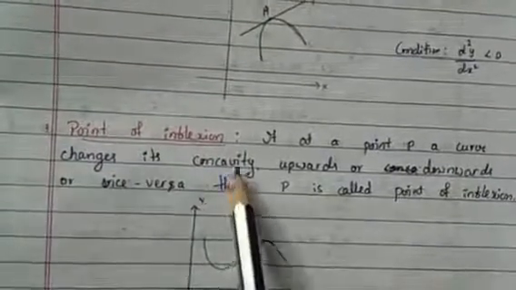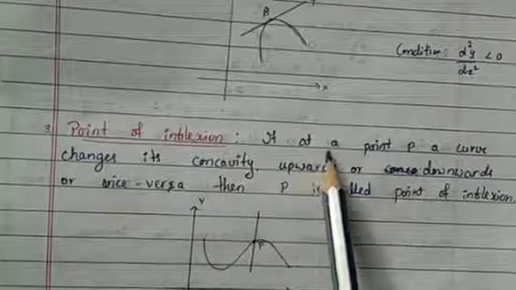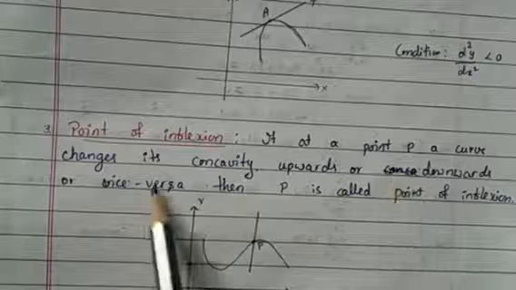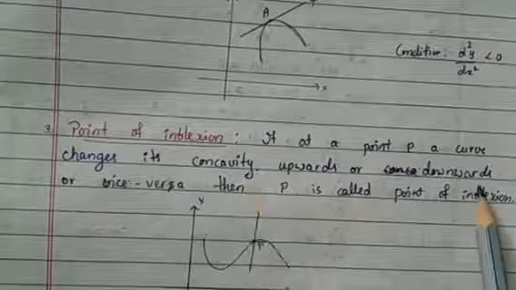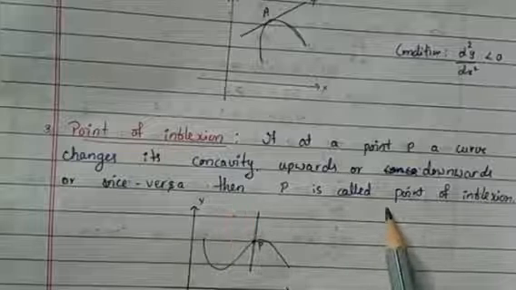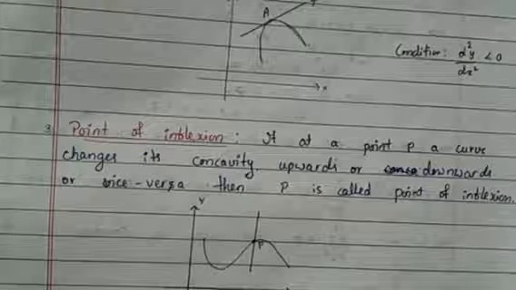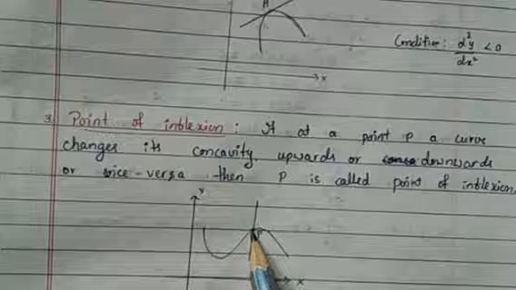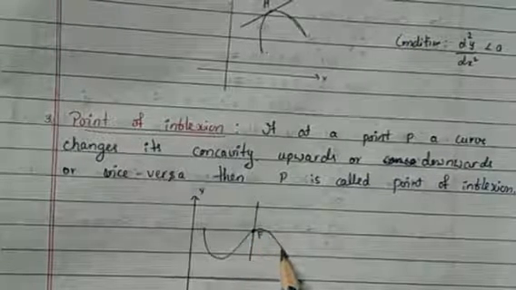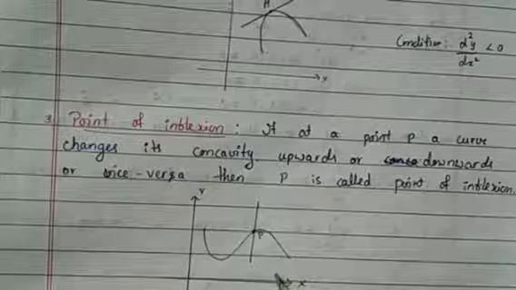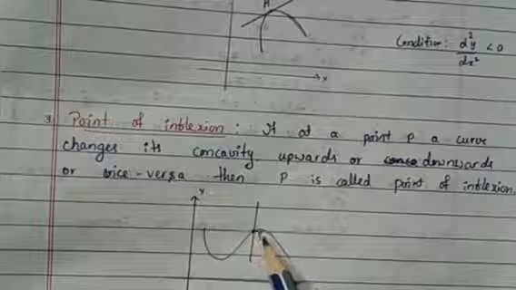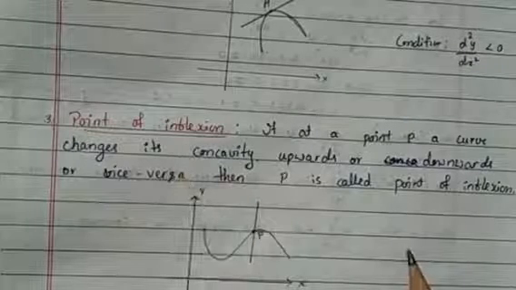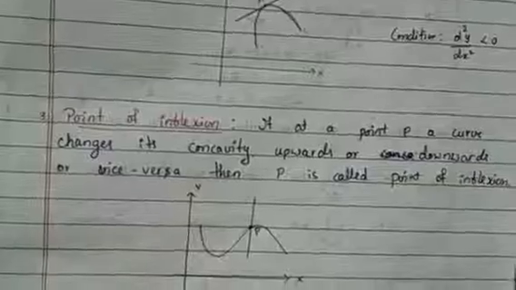The next point is point of inflection. The point of inflection means if at a point P a curve changes its concavity from upward to downward or vice versa, then P is called a point of inflection. You observe this graph. In this case, at point P the curve is concave upward. In this case, the curve is concave downward. Hence, we say this point is a point of inflection. Got it? Let me move on to the problem.